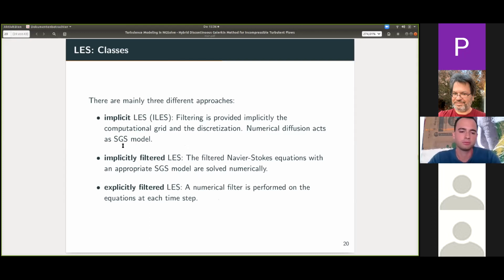The second more common way, or the most famous way, is the implicitly filtered LES. There we try to numerically solve our filtered Navier-Stokes equation with an appropriate subgrid scale model, what we have seen before. So that is very, very similar to RANS, what we have seen before. And a very uncommon way would be the explicitly filtered LES, where we really explicitly use a numerical filter on our equations at each time step.